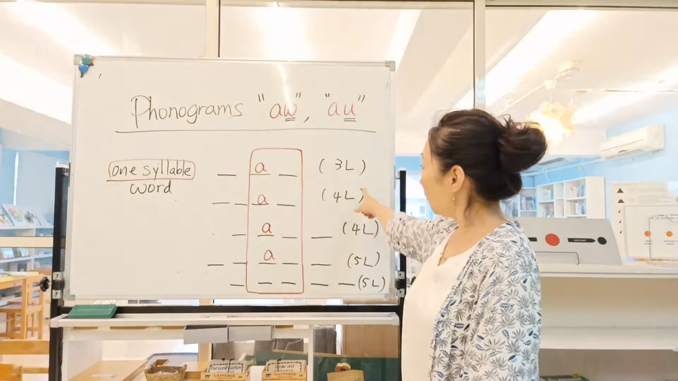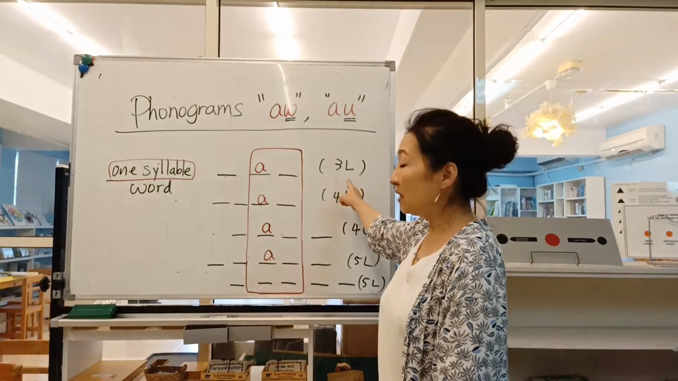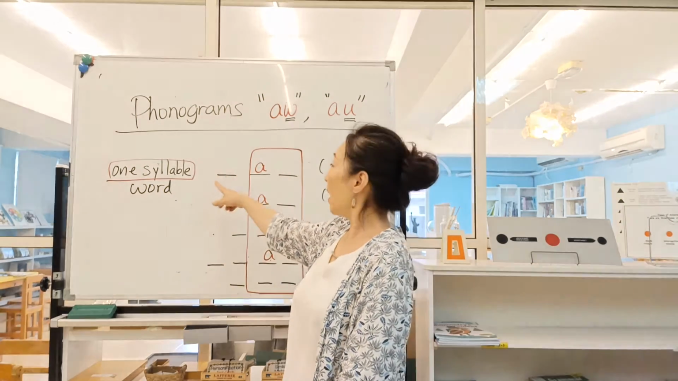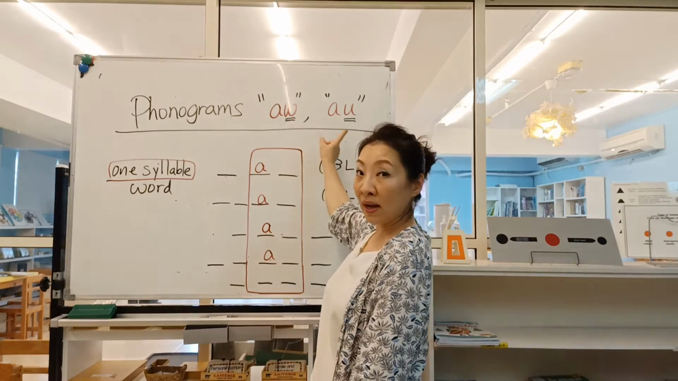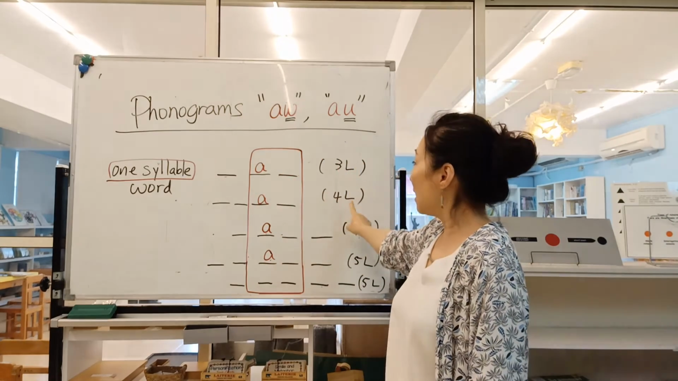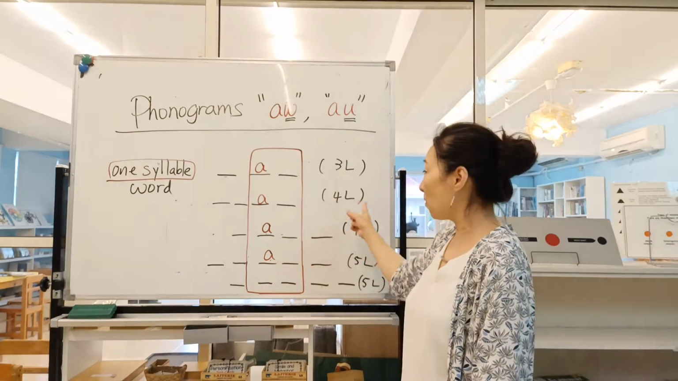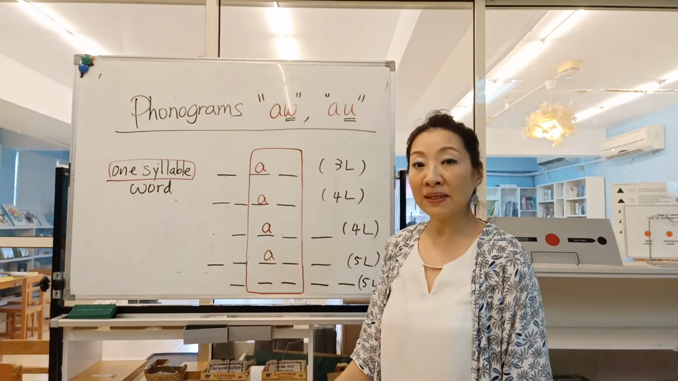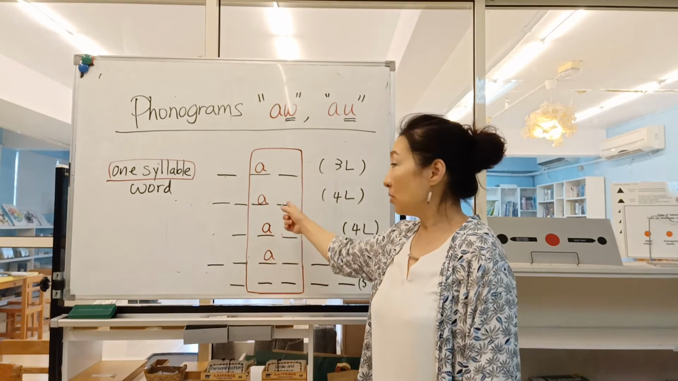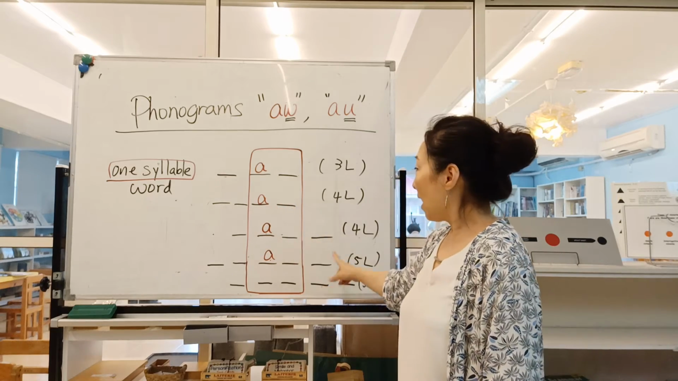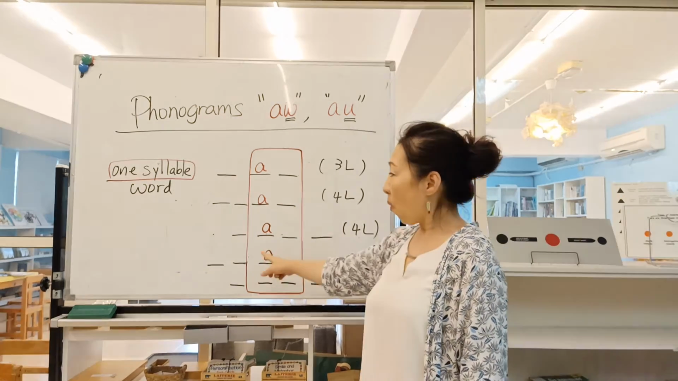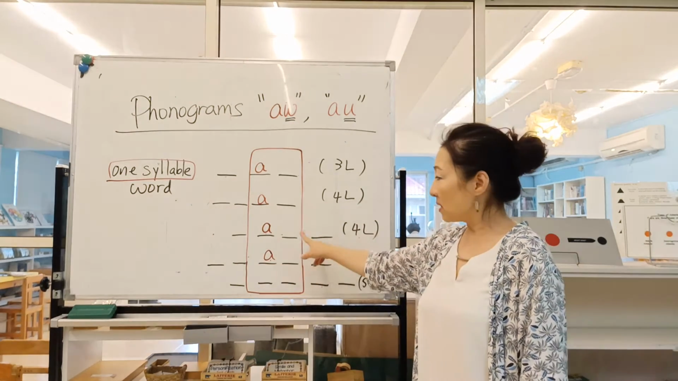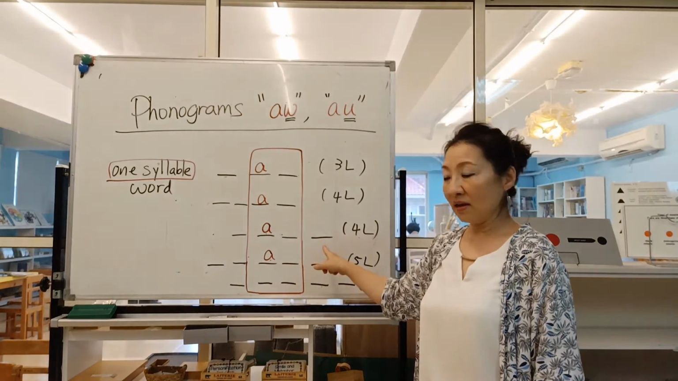Okay, the basic one. First, the shortest is 3 letters. For this part, basically you have a consonant at the beginning, and then you have either A-W or A-U. And then you have another 2 patterns for 4-letter words. One is, there are 2 consonants, a consonant blend, and then you have the vowel at the end. And one more pattern for 4-letter words is 1 consonant at the beginning and another consonant at the end. So it's sandwiched by 2 consonants, okay?